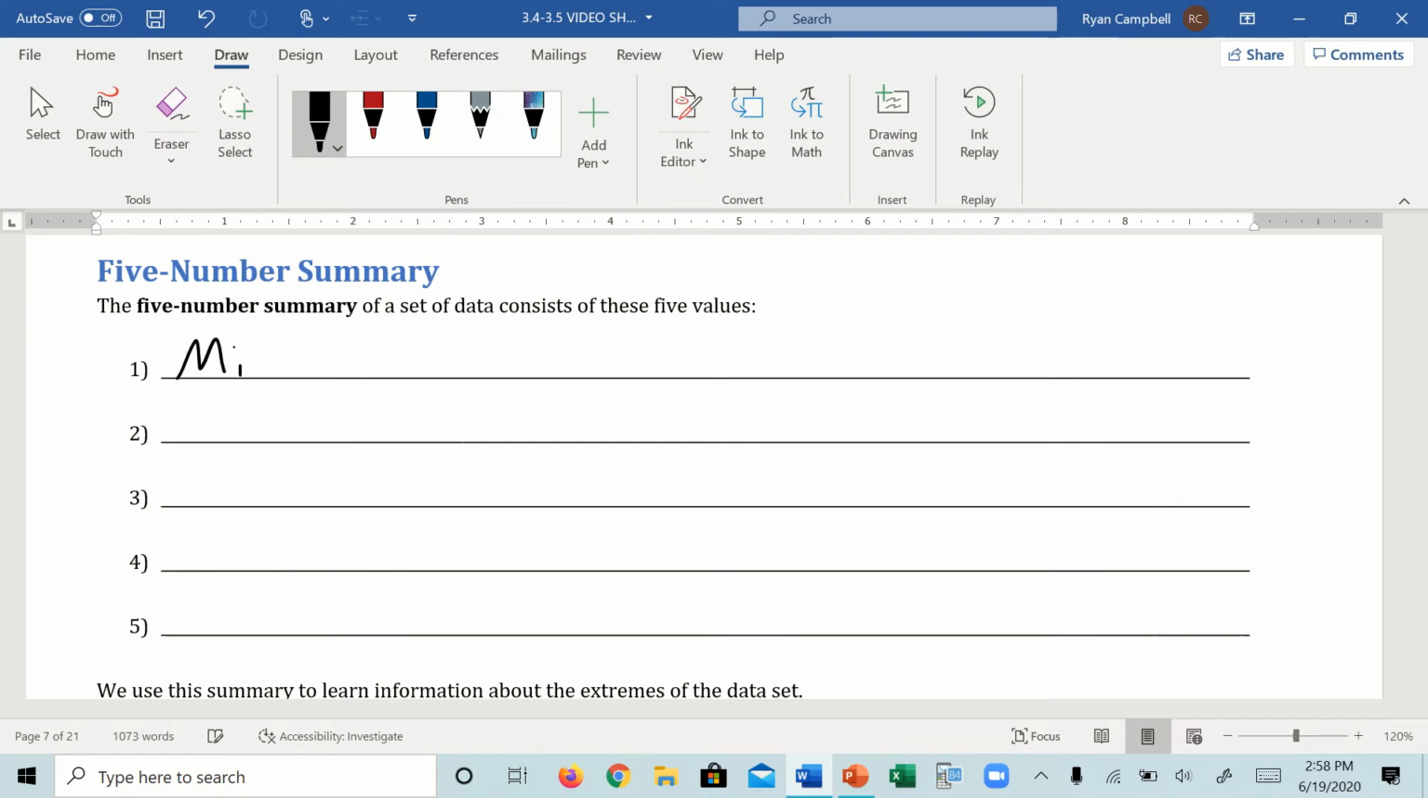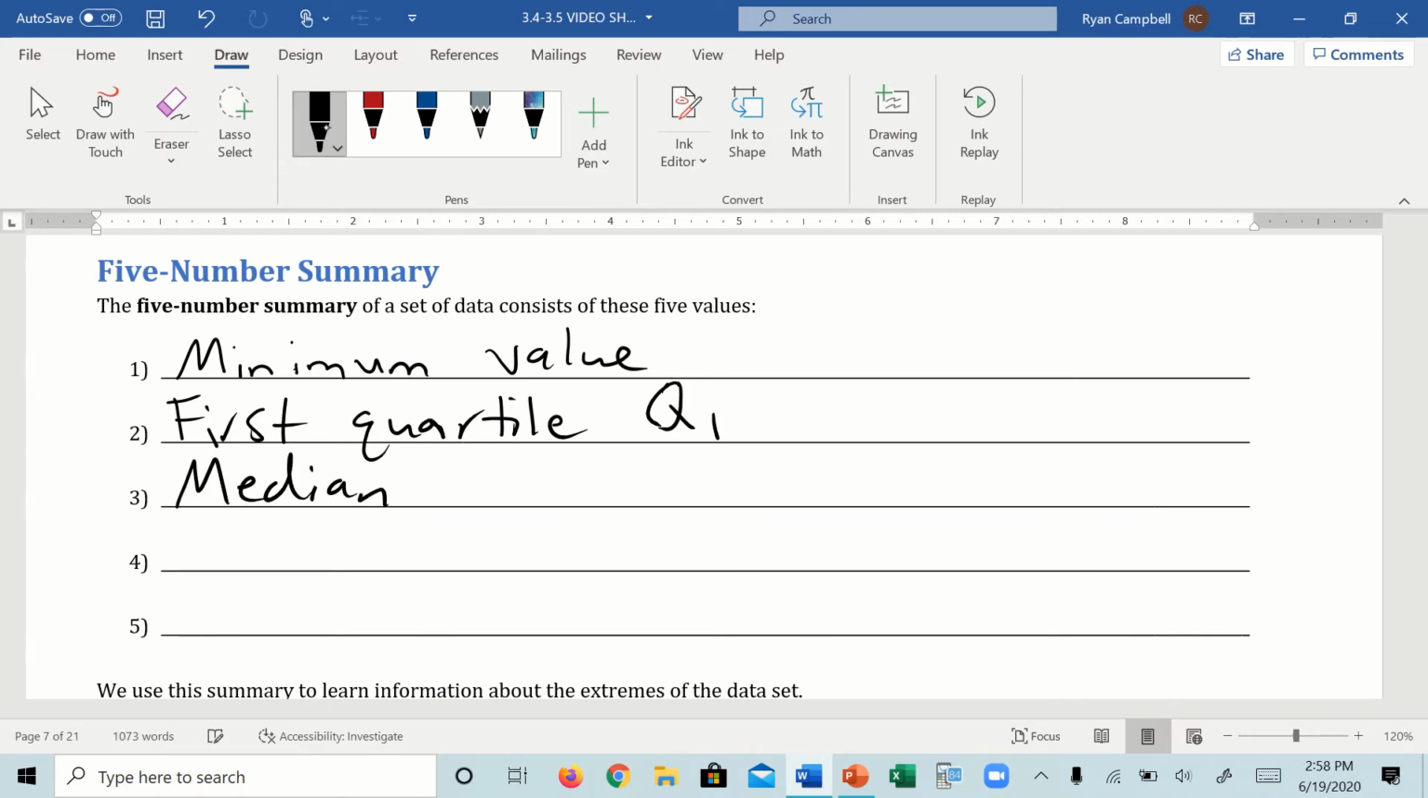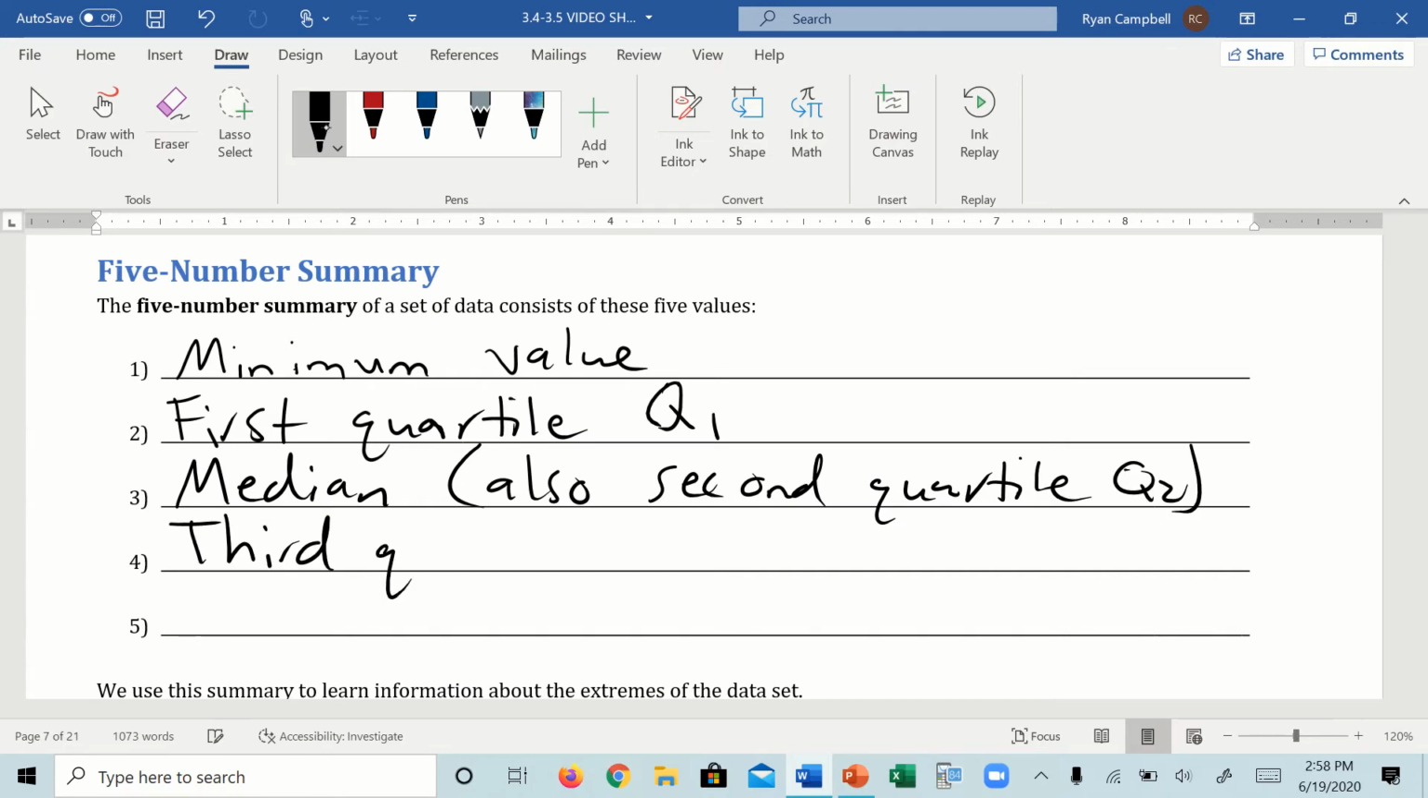So the first one is the minimum value. The second one is the first quartile, or Q1. The next one is the median, right? Also known as the second quartile. Then we have the third quartile. And then we have the maximum value. So, as long as you have these values, you are good to go.